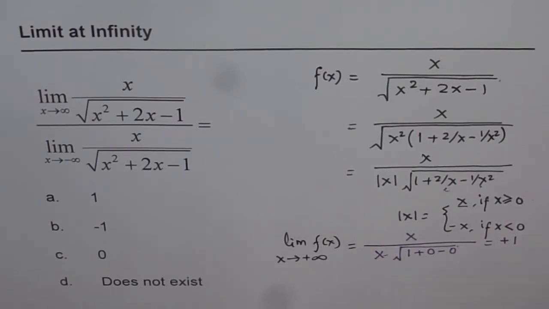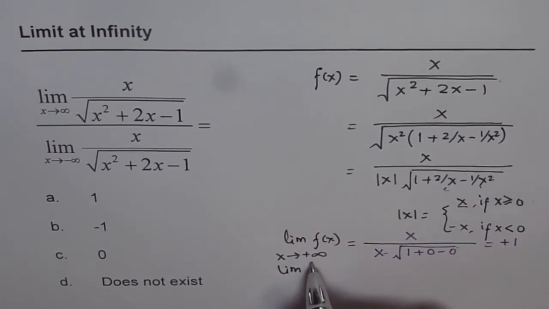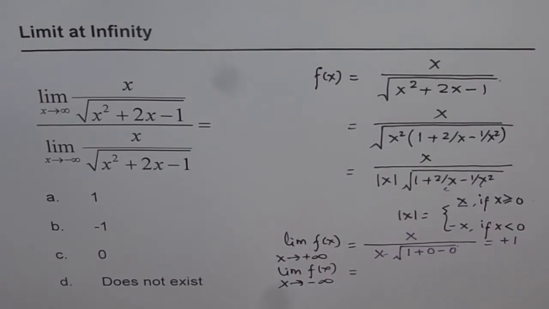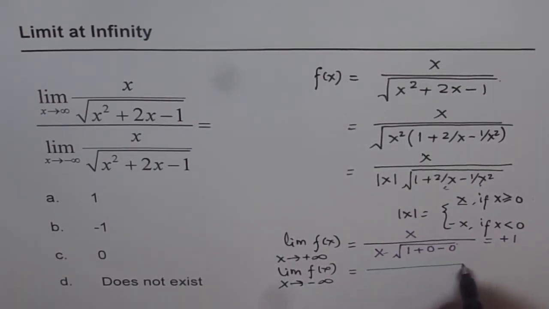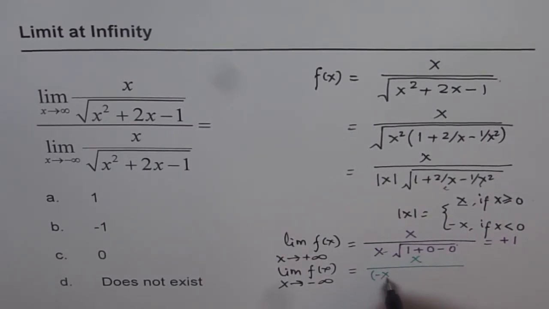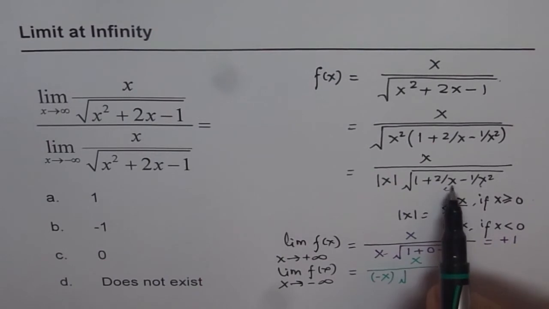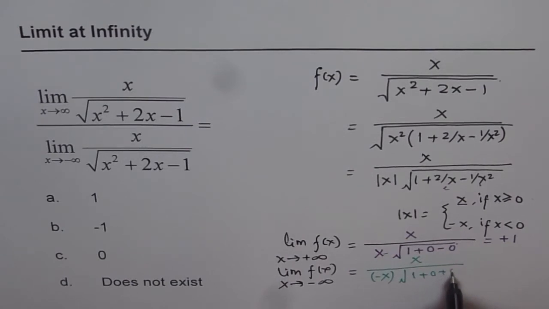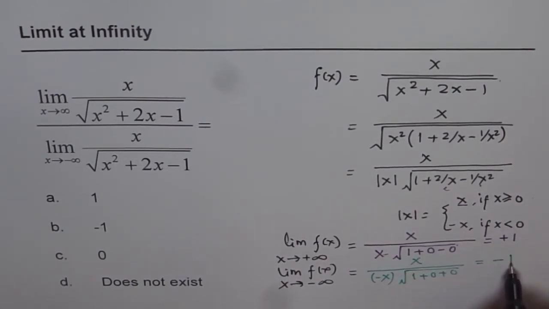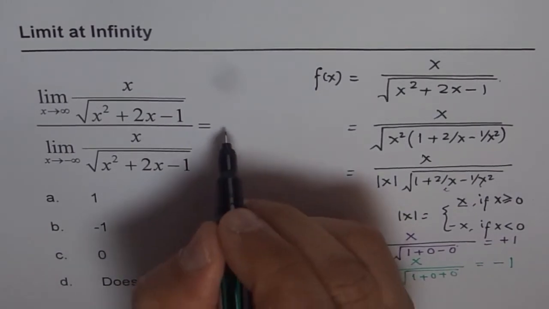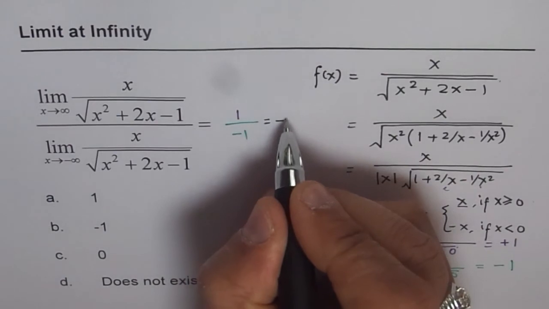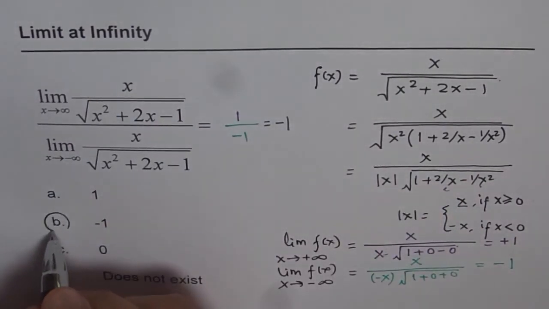And for the same function, if I'm trying to find the limit of f of x when x approaches minus infinity, then what? Then this expression is going to be x over minus x. And within the square root, of course, when x is a very large number, these terms will approach 0 again. So we again get 1 plus 0 kind of thing, right? And we'll end up with minus 1. And that way, what we get here is plus 1 in the numerator and minus 1 in the denominator, which gives us the answer as minus 1. So the option is B.